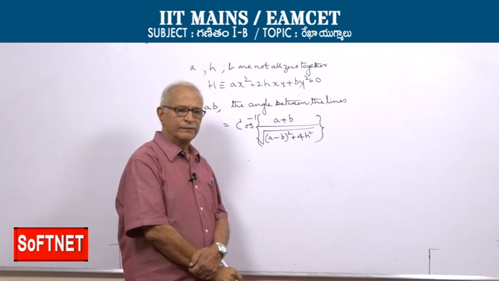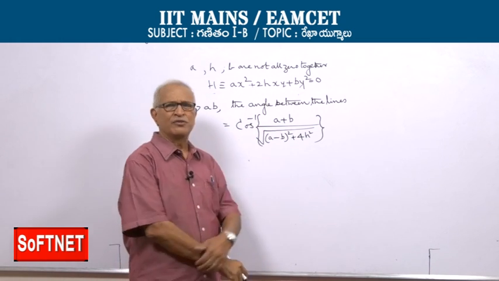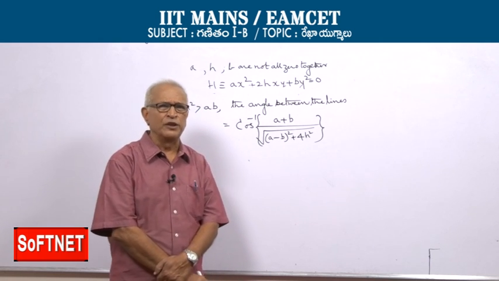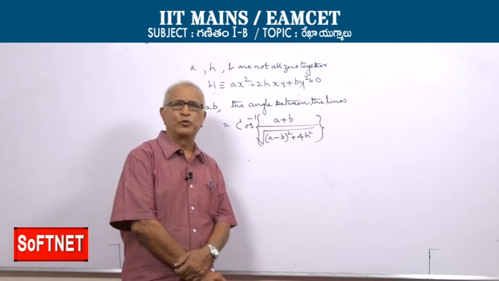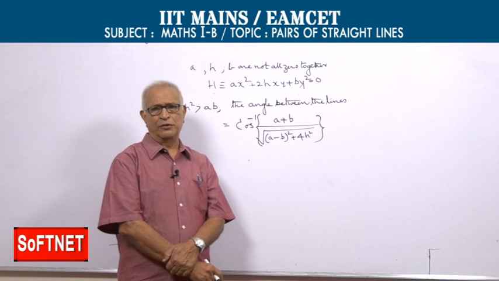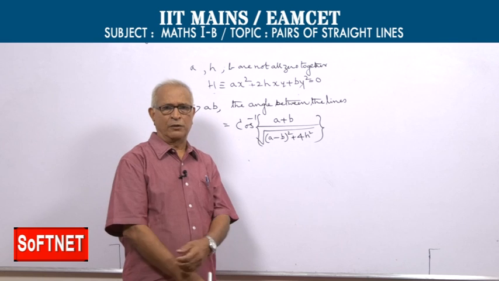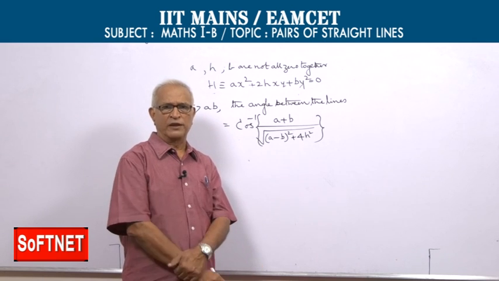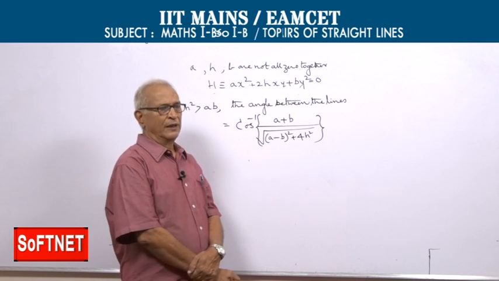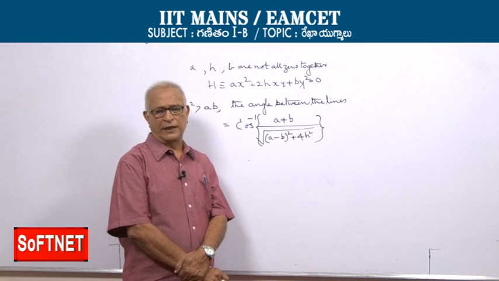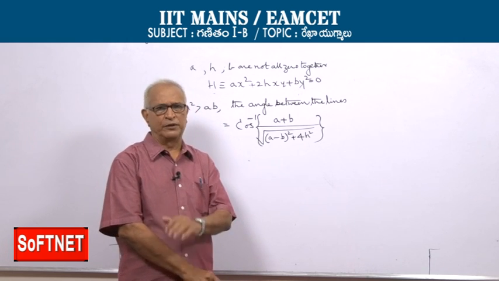Well, you can see that always the angle between lines, we always refer to the smaller angle between the two lines. Generally, if two lines are not perpendicular, we talk about two angles between them. One is the acute angle, the other is the obtuse angle. But when you talk about the angle between the lines, we always refer to the smaller angle between the lines.